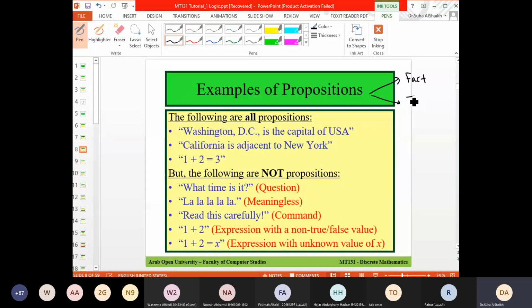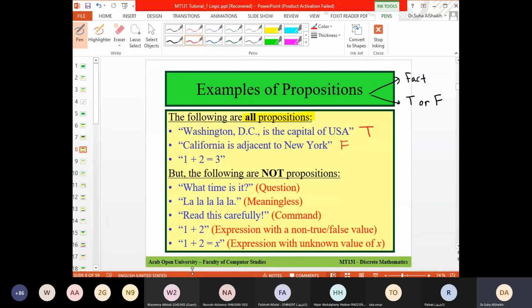So the proposition has a fact, and this fact can be true, or this fact can be false. So here we have examples of propositions. All three examples that we have here are propositions. When I say Washington DC is the capital of USA, this has a fact, right? Is this fact true or false? It's a true fact. Of course, we don't care whether it's true or false, by the way. It can be true or it can be false, but it's a proposition. All the time it's a proposition. For example, California is adjacent to New York. Now this is something I didn't know about. This is false.